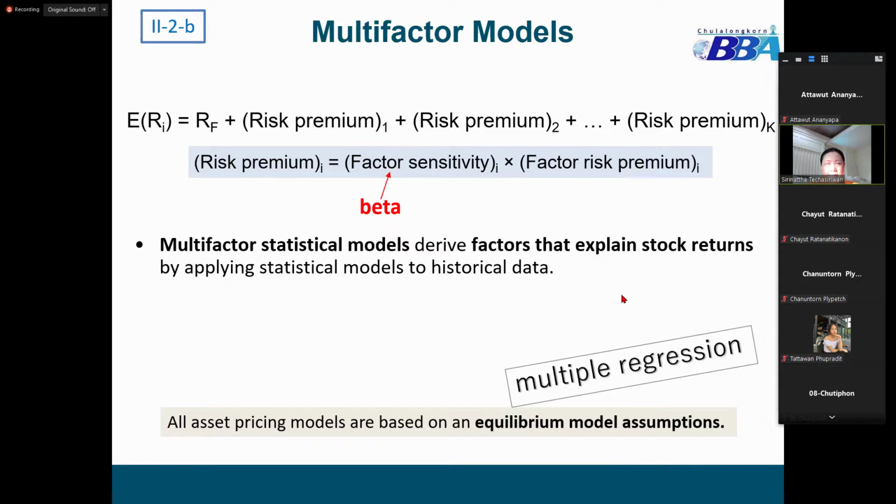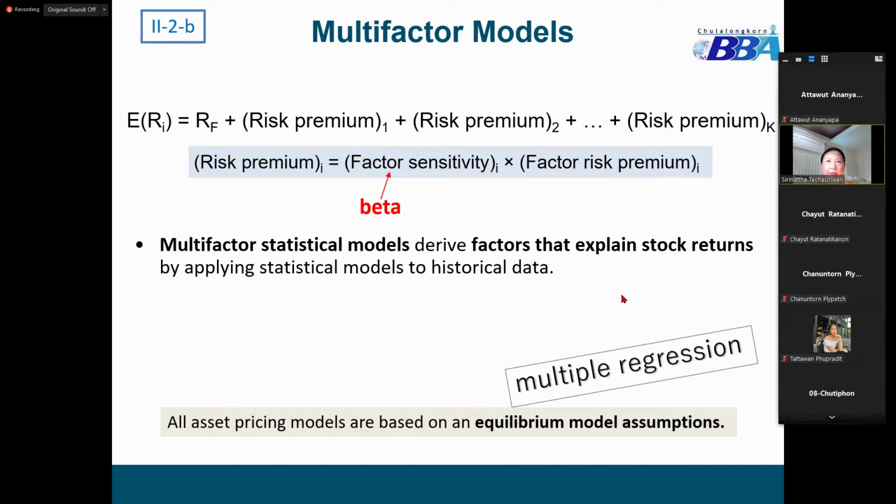The CAPM model is the equilibrium model that is a single factor model, right? Single factor model. The next one we're going to talk about is the multi-factor model. For CAPM, it is a single factor model.